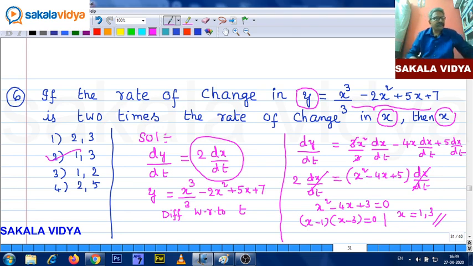So, let us move to the 7th question now. Rate of change means it may be increase or decrease, both we will consider, increase or decrease.